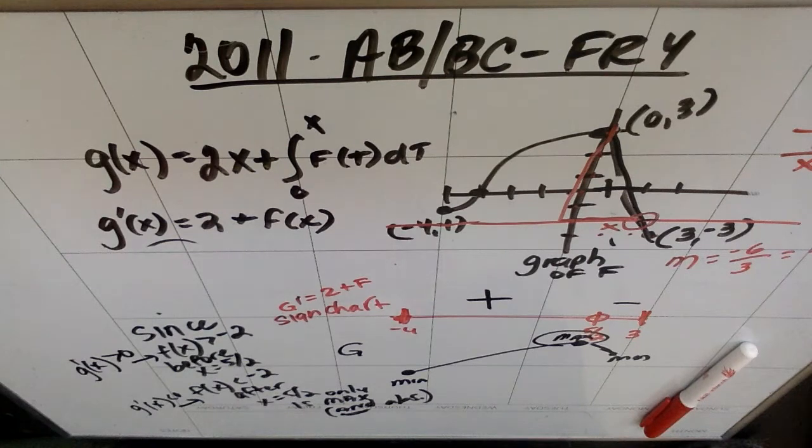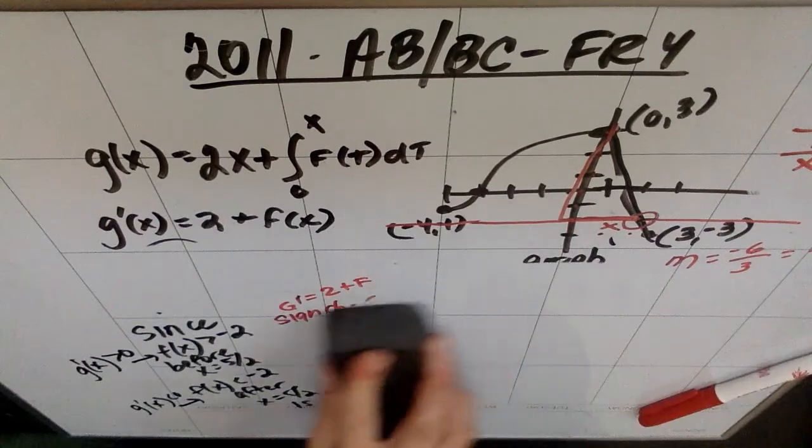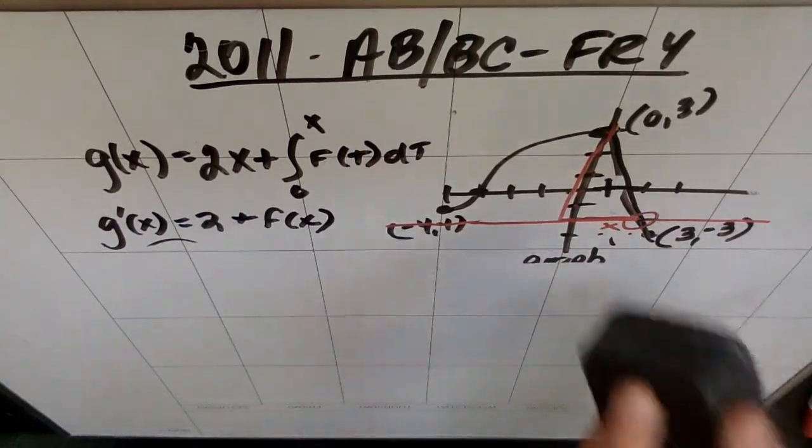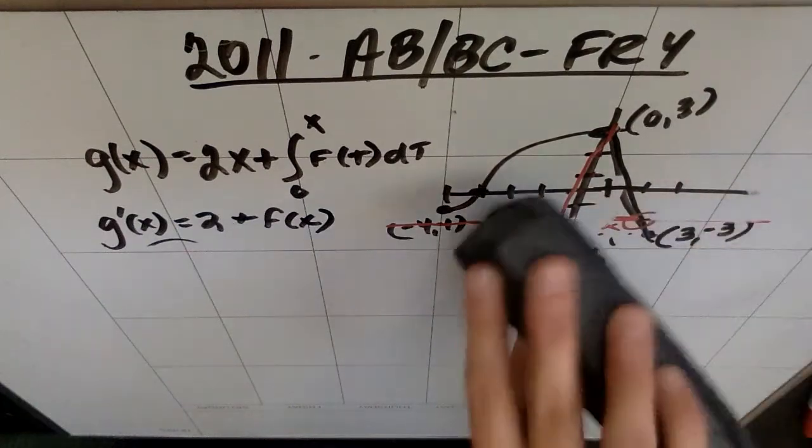Part C. Find all values x on the open interval from negative 4 to 3 for which the graph of g has a point of inflection, and justify your answer. Okay, so let me erase some of this. I didn't mean to erase that it was the graph of f, but I'm going to try and erase some of the other colors that I threw in there.